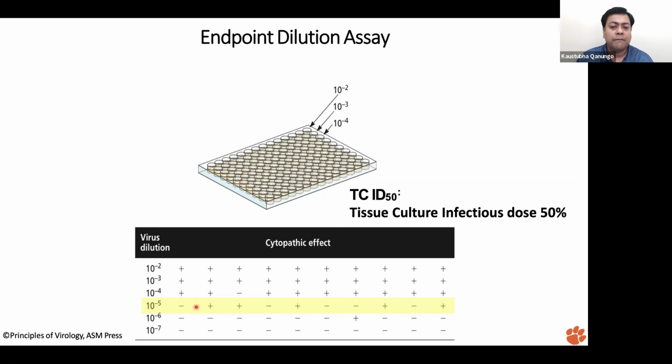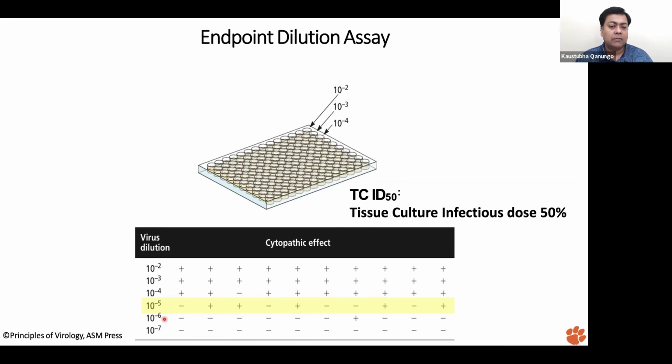So approximately 5 positive and 5 negative. So 50% of the cells showing cytopathic effect, and this is just by looking at the cells under the light microscope, and you can tell that here the tissue culture infectious dose of that virus is 50%, or TCID50. This is also another way, which is called the endpoint dilution assay.